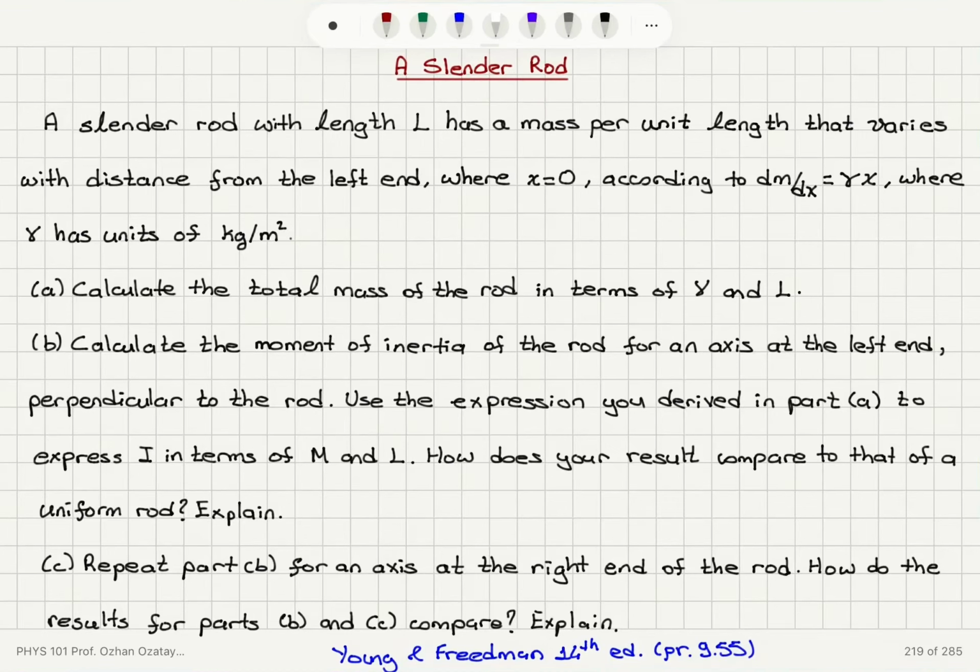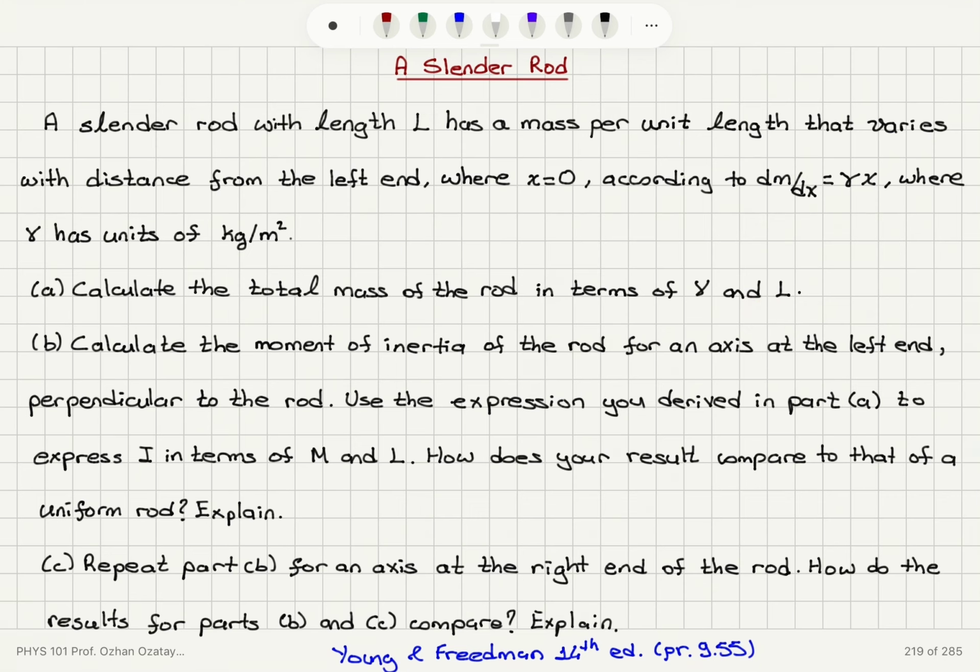A slender rod with length capital L has a mass per unit length that varies with distance from the left end, where x is equal to 0, according to dm/dx equals gamma times x, where gamma has units of kilograms per meter squared. Part A: calculate the total mass of the rod in terms of gamma and L.